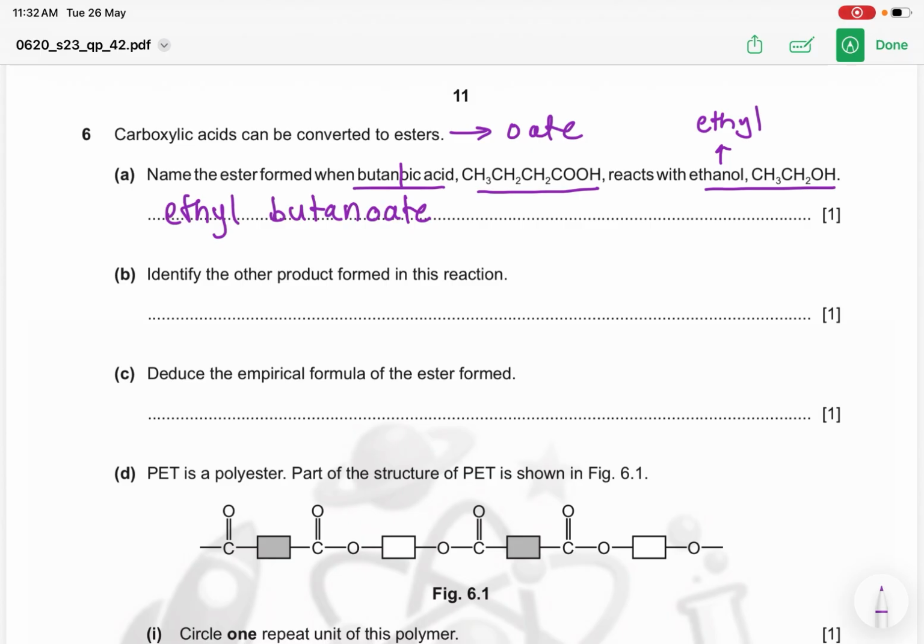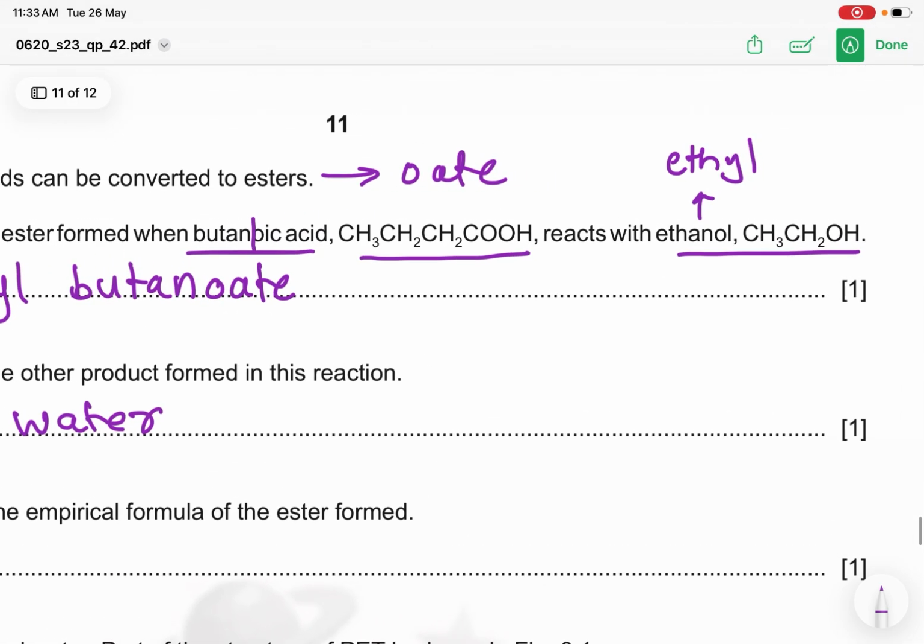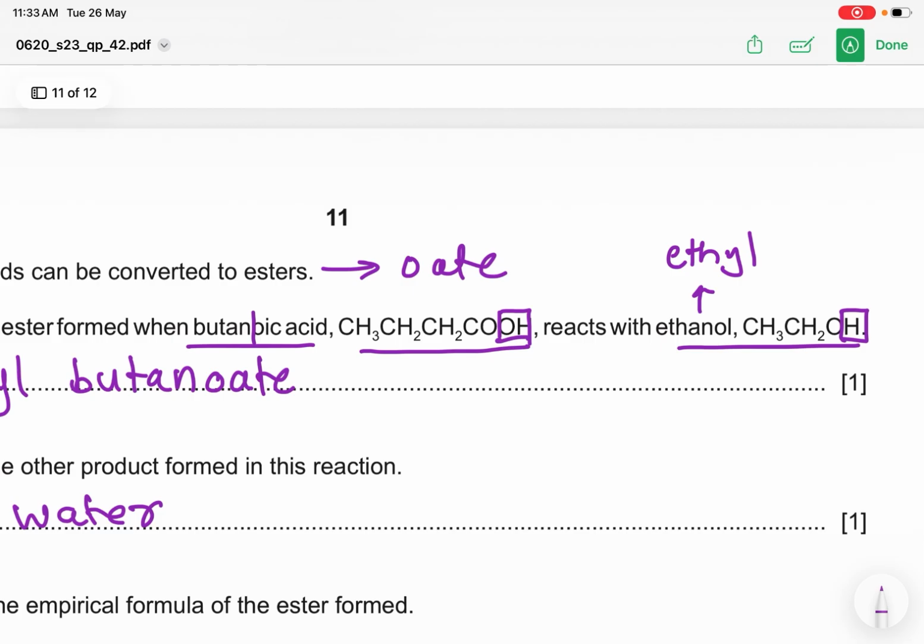B. Identify the other product formed in this reaction. Whenever a carboxylic acid and an alcohol react to form esters, there is one more product formed, which is water. Deduce the empirical formula of the ester formed. So we have to find the empirical formula of the ester which is being formed. For that, we will have to first form the structure of the ester. In this case, OH from the carboxylic acid and hydrogen from the ethanol is removed. So I'll just copy the structure as it is for both of them here.